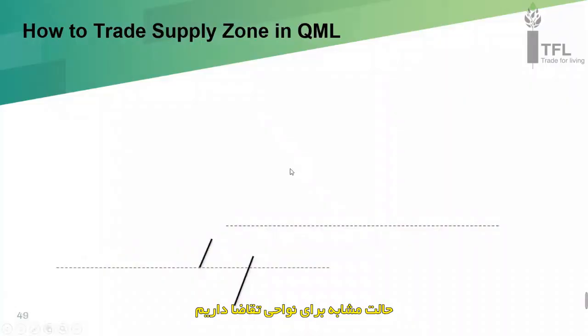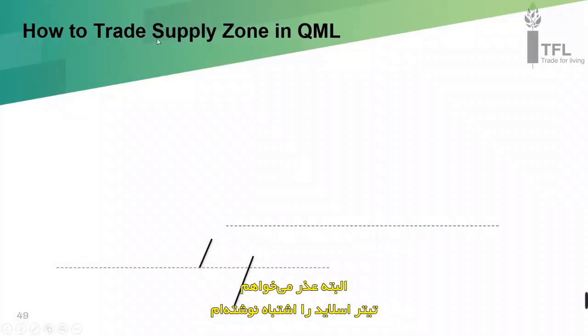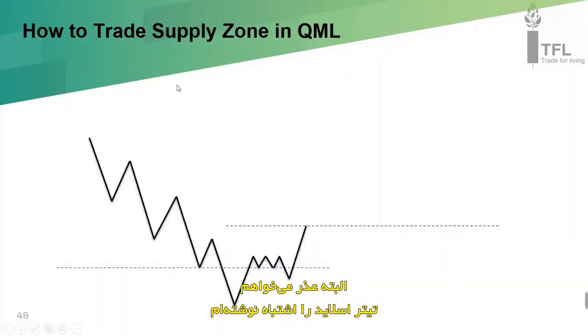And then similarly, we have our, sorry, this should be a demand zone. I've made a mistake here, pardon. So this is how to trade a demand zone. Sorry for that typing error.